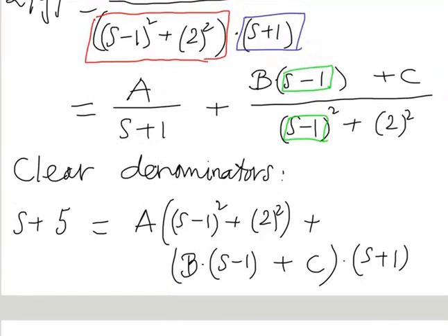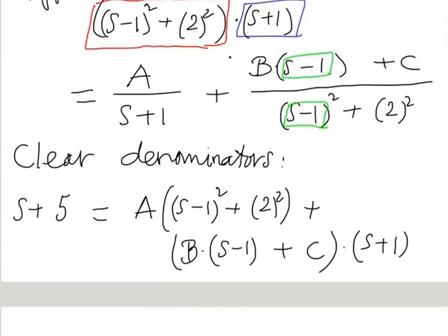Recall that in order to clear the denominators, we need to multiply everything by the common denominator here, which is a huge expression which contains the quadratic form times s plus 1. Do the algebra carefully.